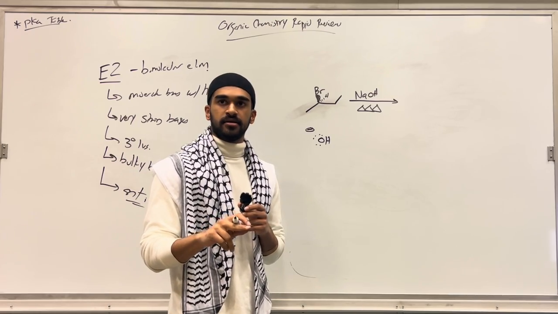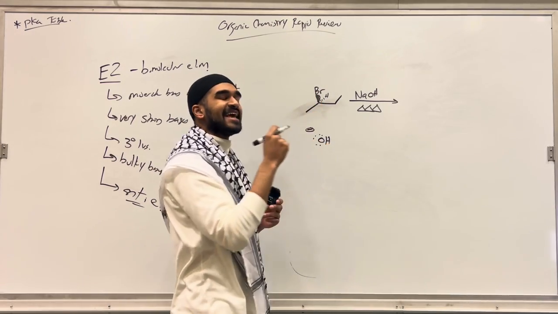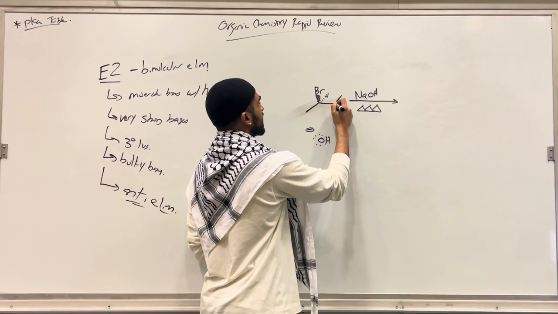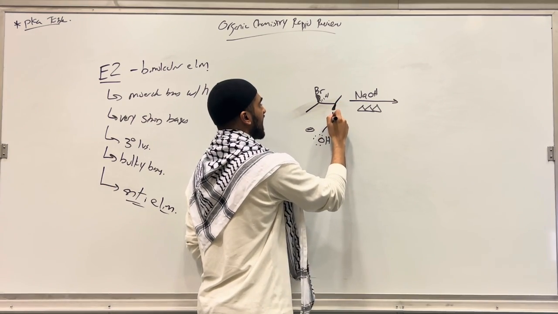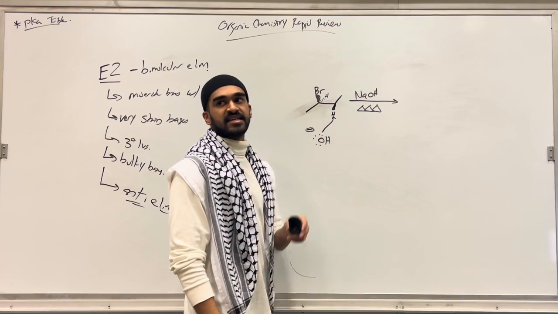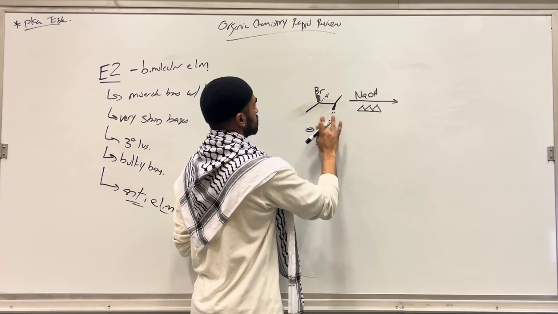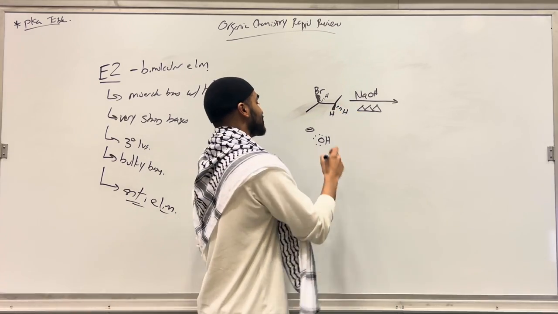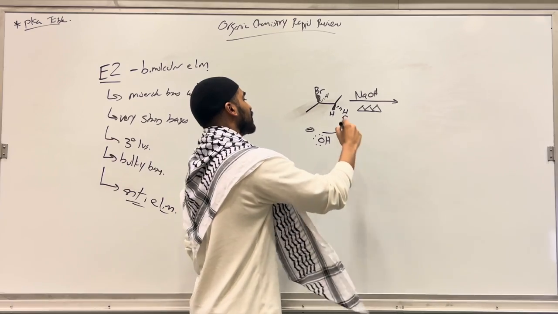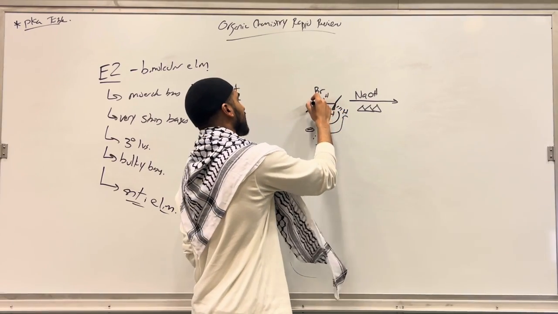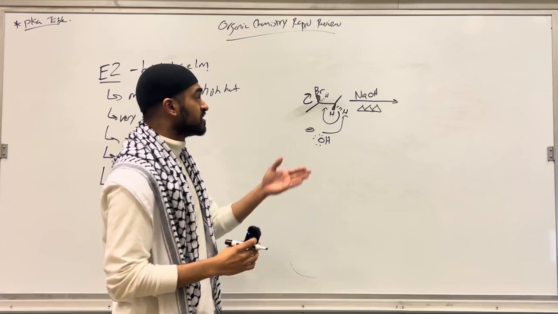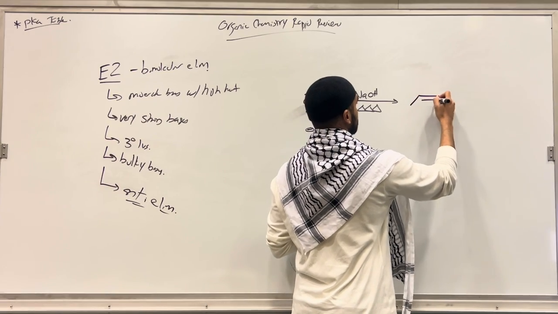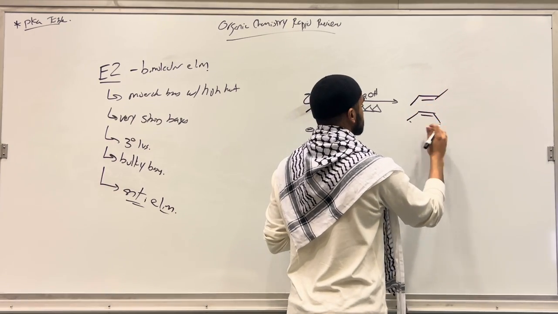Anti. The Br and the H that you eliminate must be opposite one another. Meaning that you can't just do that, because that's not anti to the Br. But that is. So you have to take that hydrogen. And then you have to fold these electrons over. And then you have to kick off the Br. But the question becomes, how am I going to write my product? Is my product this? Or is it this?